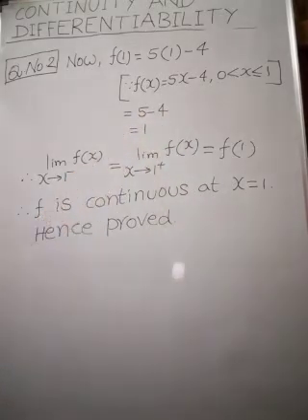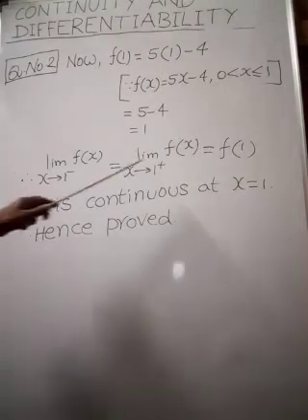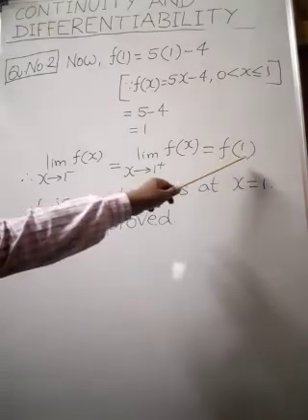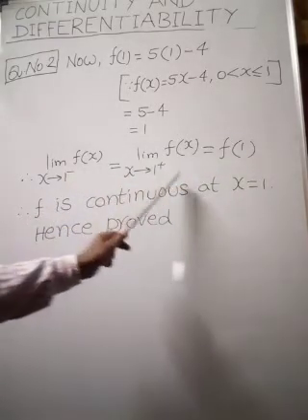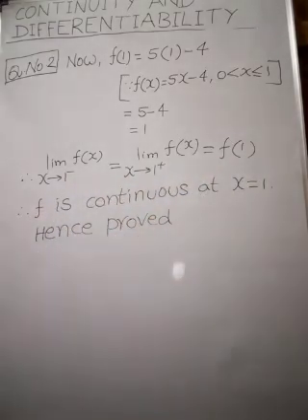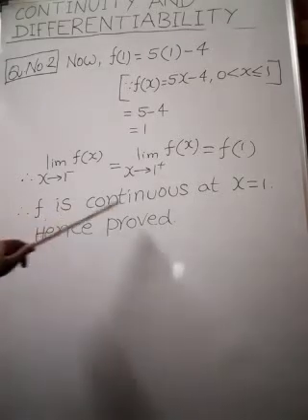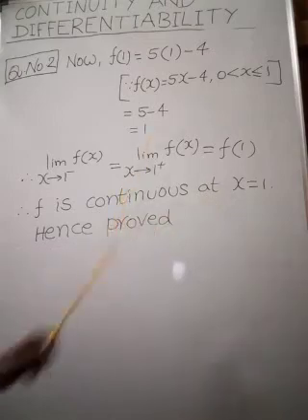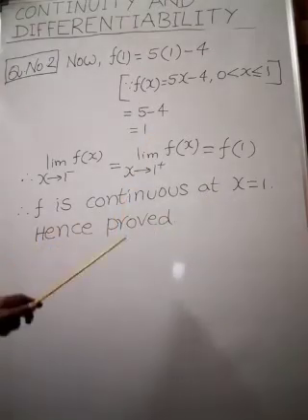Again, by simplifying these two numbers, what will you get here? 1. So finally here we got the left hand limit, the right hand limit, and the function value at x is equal to 1. All these three values are the same. They are equal. Therefore, we can say that f is continuous at x is equal to 1. Hence, proved. Understood, my dear children? Right.